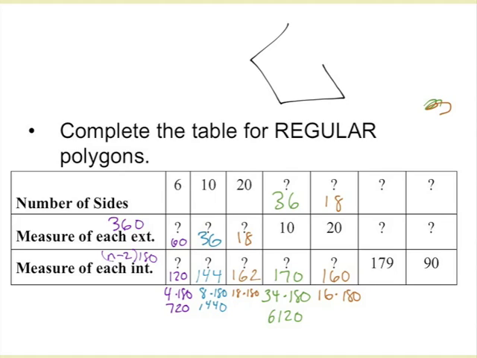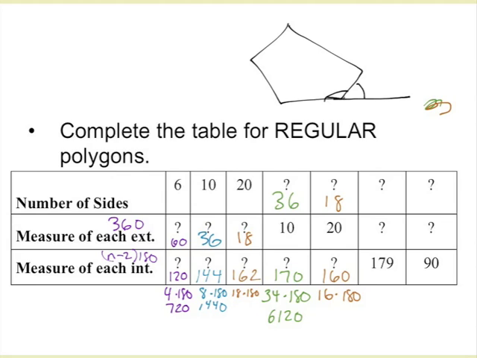So we can see a picture for why that would be. If I take and draw out an exterior angle here, it has an interior angle that's right next to it, and they make a straight line. So an exterior angle and an interior angle should always add up to 180. So 60 and 120 is 180. 36 and 144 is 180. 18 and 162 is 180. 10 and 170. 20 and 160, always 180.